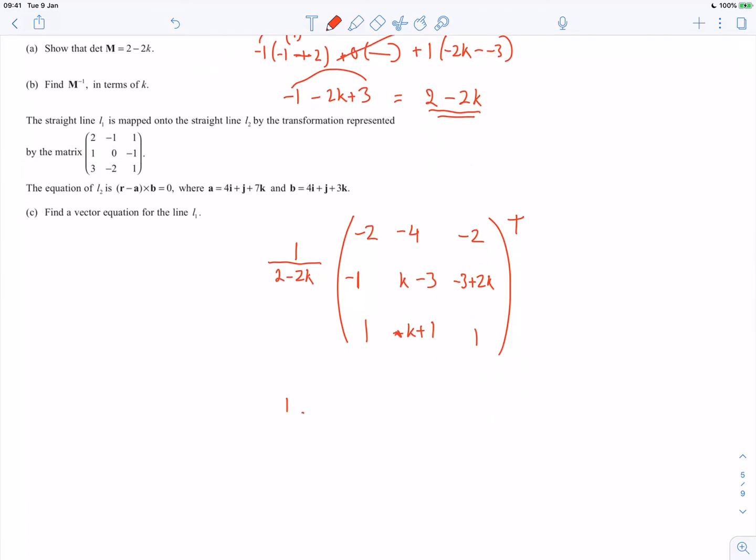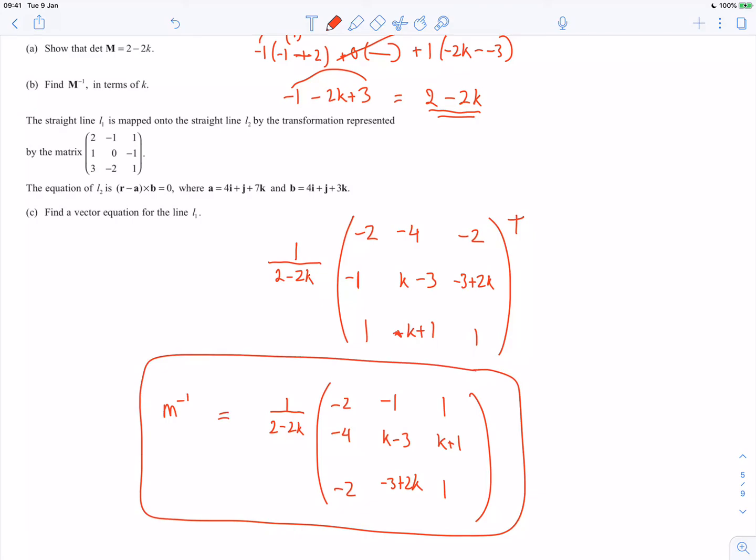So the inverse of m is going to be 1 over 2 minus 2k, and then the transpose means I keep the diagonals as they are, so minus 2k, minus 3, 1, and then I flip across the diagonal, so the minus 4 will now go there, and that's minus 1. That'll be minus 2. Oh no, that minus 2 switches with the 1, so the 1 and minus 2 flip there. And then this will be k plus 1, and this will be minus 3 plus 2k. Okay, right, cool.